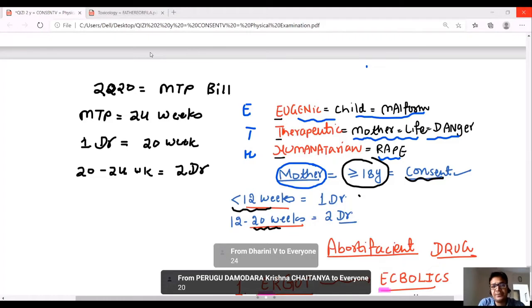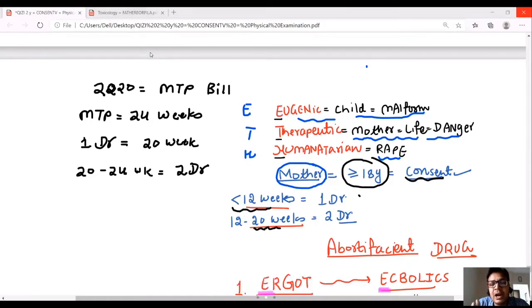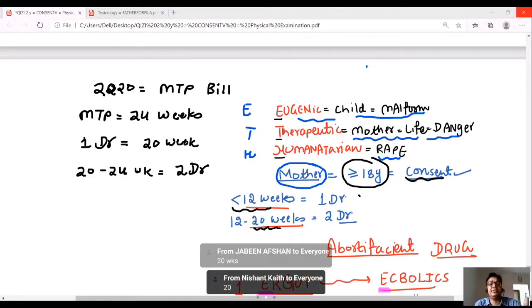Damodaran, you are right. According to the MTP Act, it's a bill, which I told you. Yes, the answer is 20 weeks. And according to the MTP Act, below 12 weeks, one doctor; 12 to 20 weeks, two doctors.